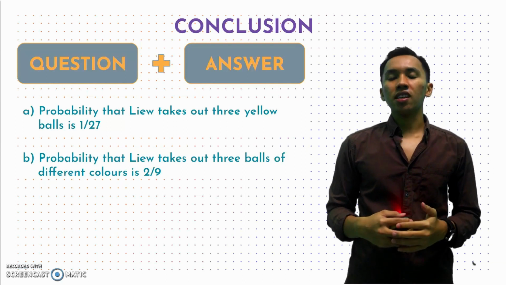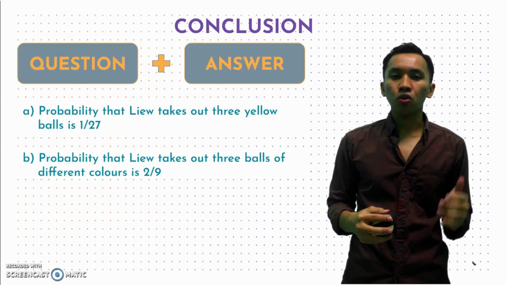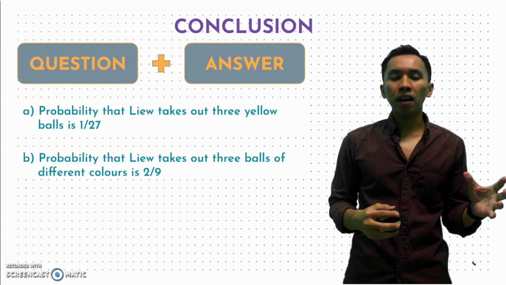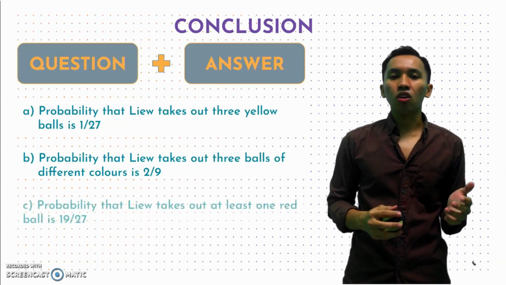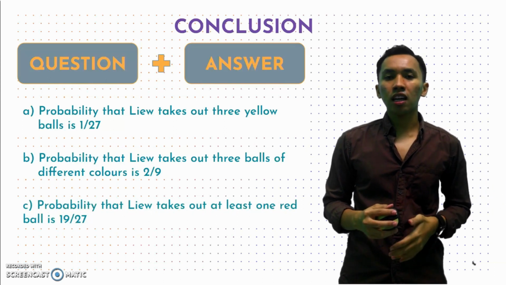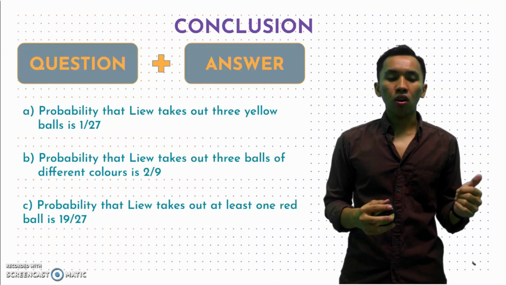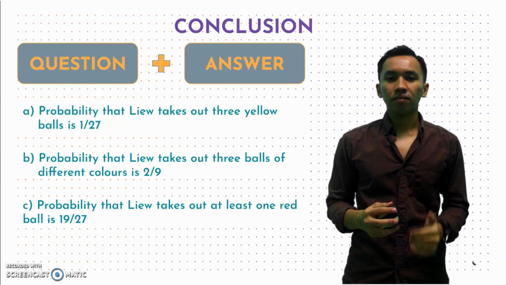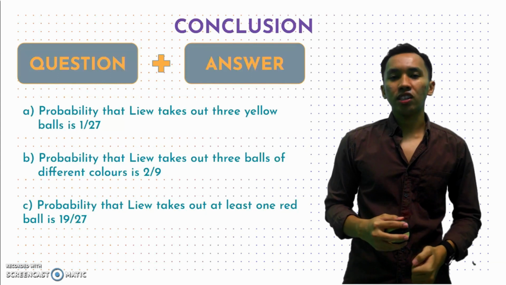Now move to question C. Question C asks probability that you take out at least 1 red ball. By combining question and answer, you will get the conclusion for question C, which is probability that you take out at least one red ball is 19/27. That is how you write the conclusion from the real question.